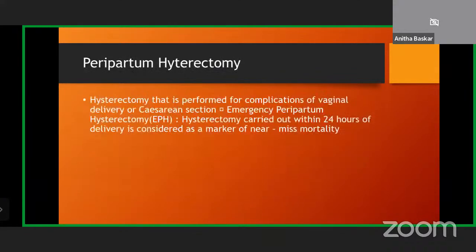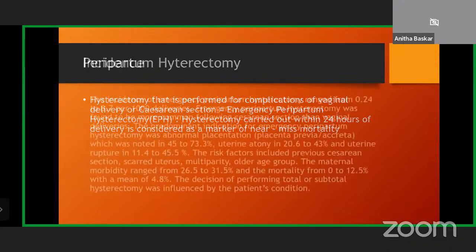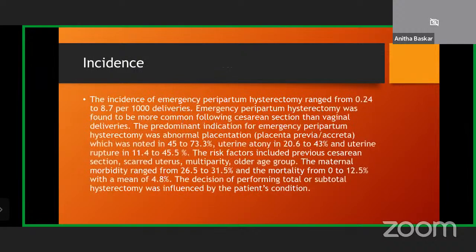What is meant by peripartum hysterectomy? It is performed for complications of vaginal delivery, and it is carried out within 24 hours of delivery. This is the incidence of emergency peripartum hysterectomy. The main reason for peripartum hysterectomy is abnormal placentation.